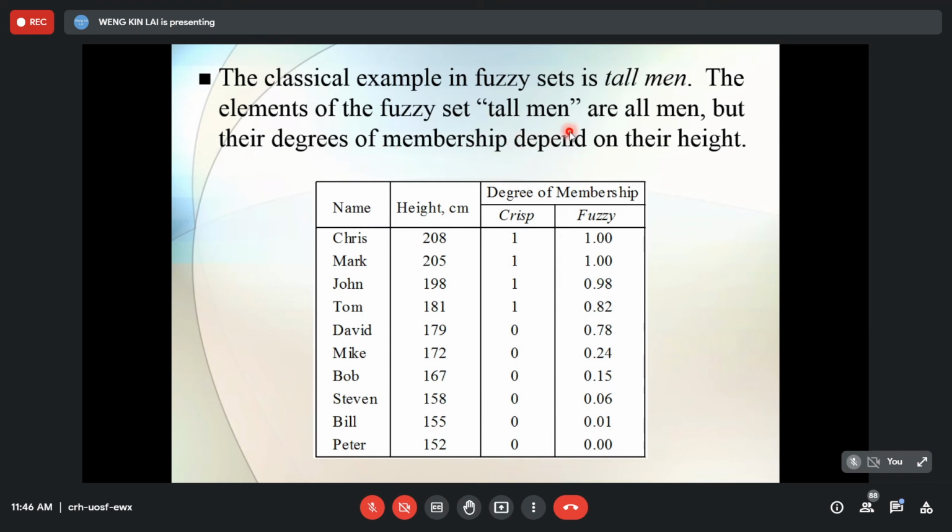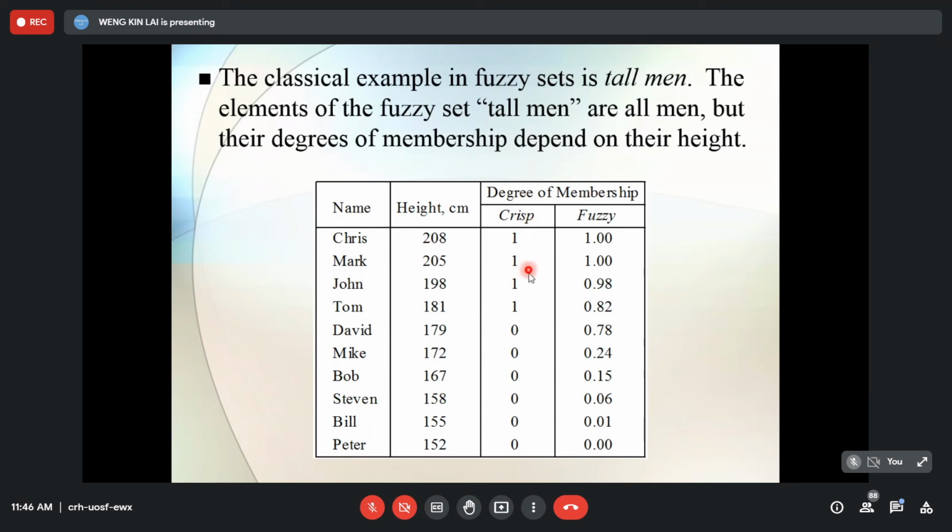So the elements of the fuzzy set called tall men are, first of all, all men, right? But their degree of membership depends on the height, as you will see later on. Here you can see 10 persons, male, and these are their heights in cm.